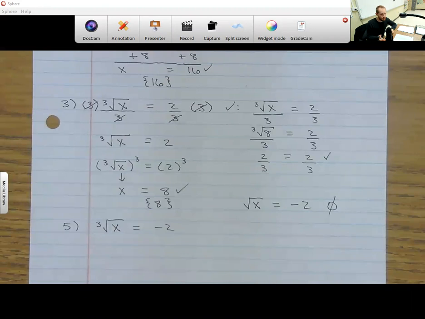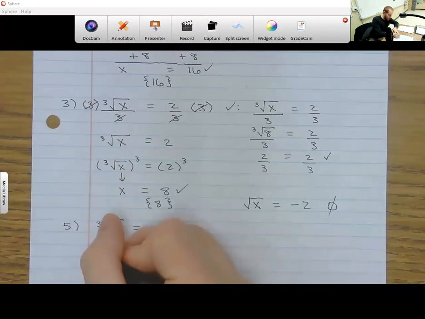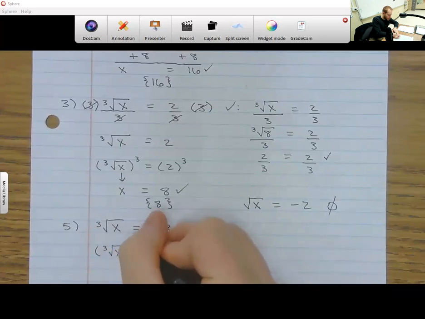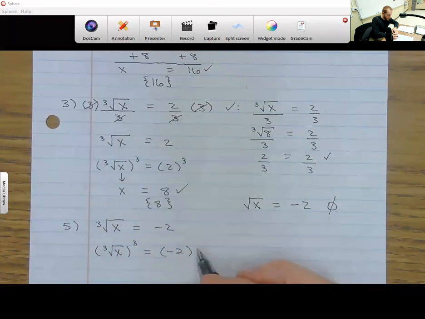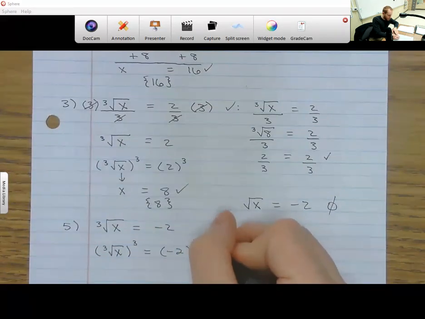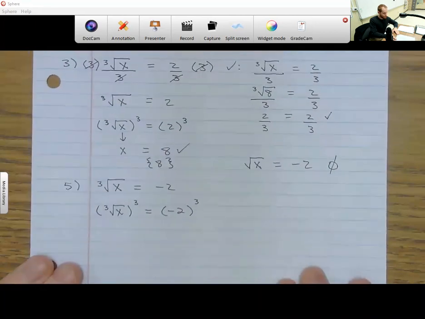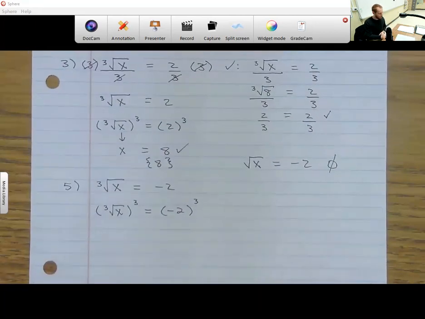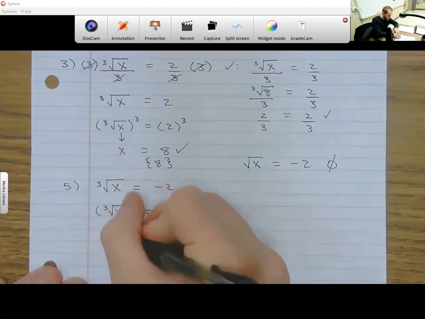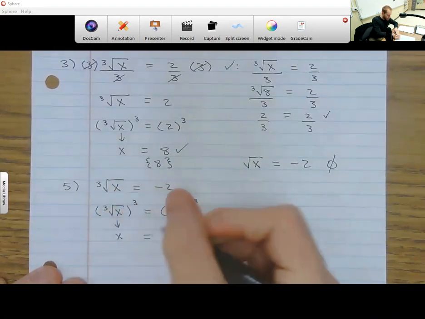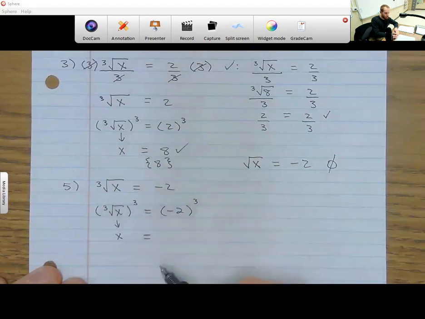The first thing I'm going to do for number 5 is I'm going to cube both sides. That's pretty much the only thing I can do at this point. So I'm going to put both sides in parentheses, and I'm going to cube both sides. That'll get rid of the cube root. Make sure you include the negative inside the parentheses. That is very important. So now cubing both sides, I know that the x is going to come out just the way it is. The cube root and the cube are going to cancel each other out.